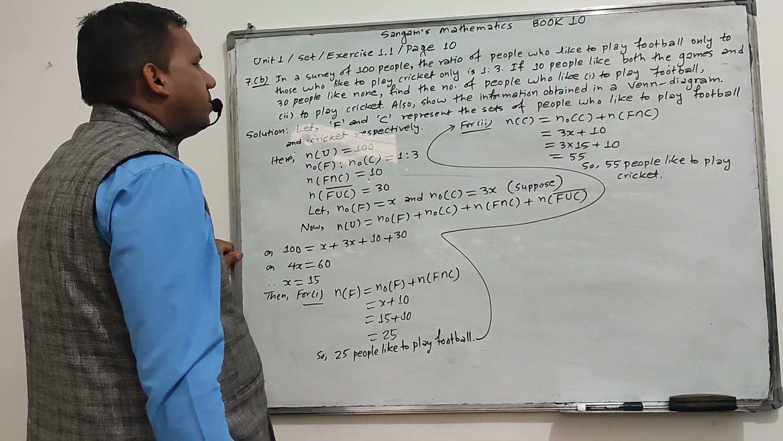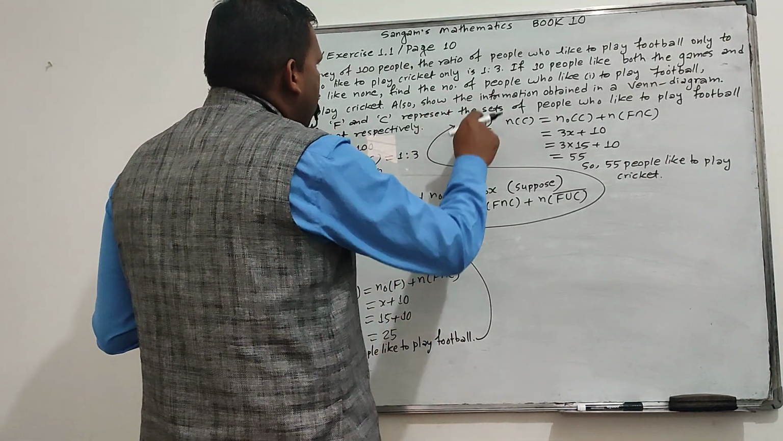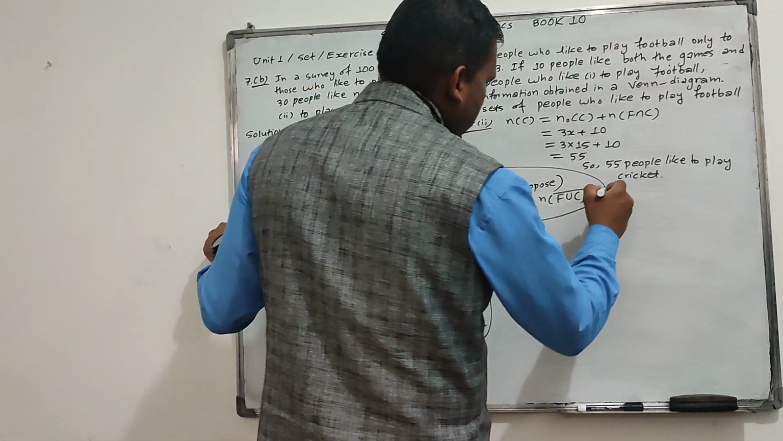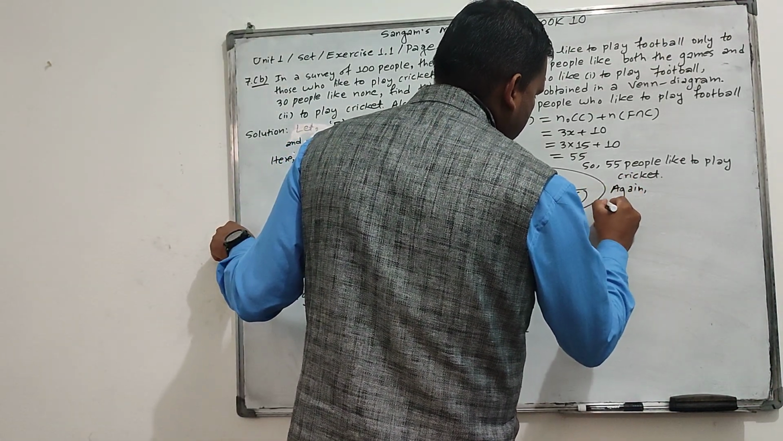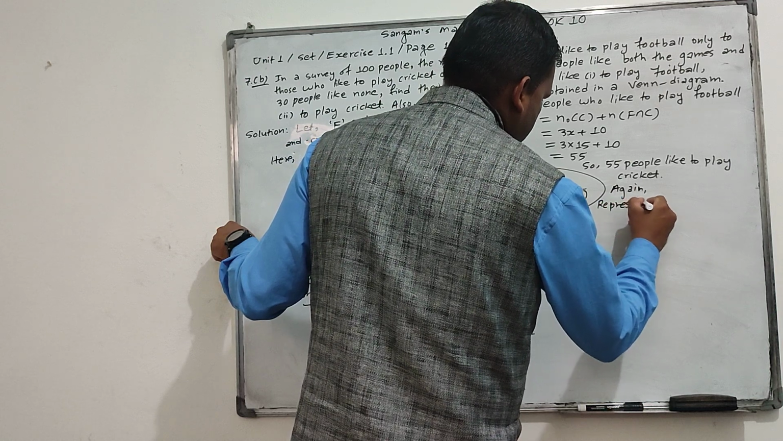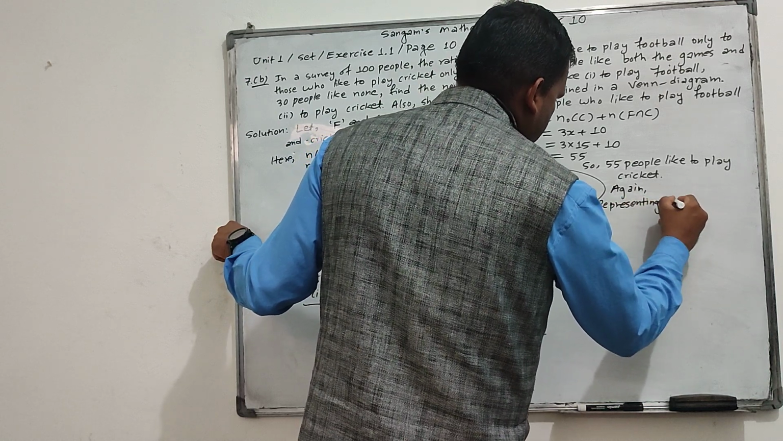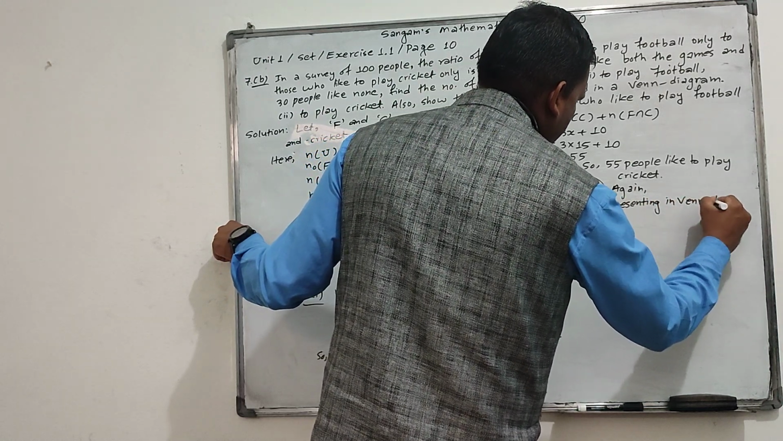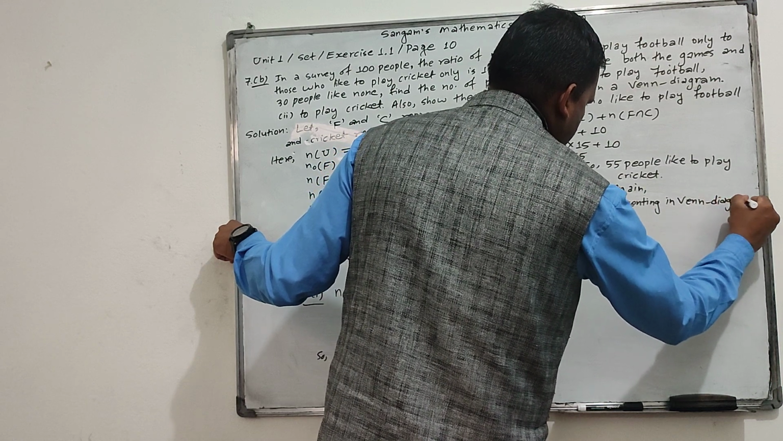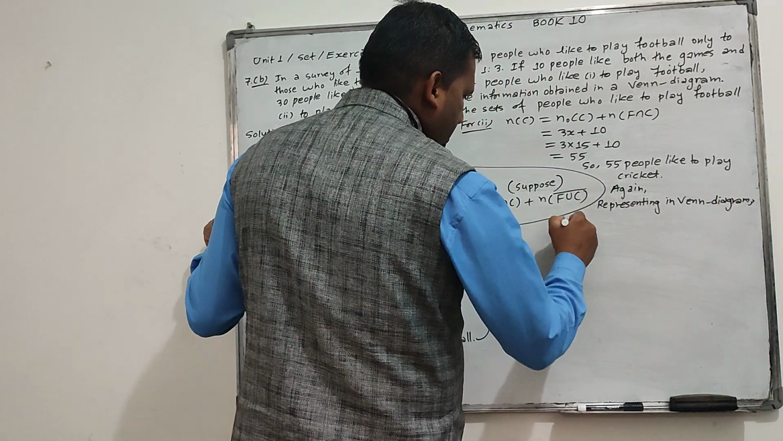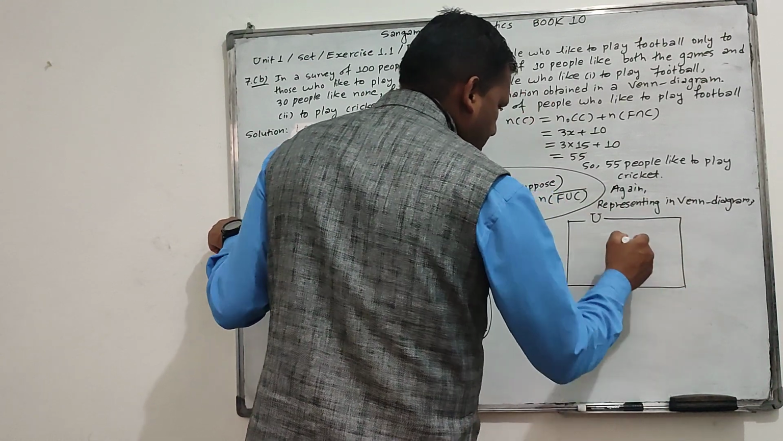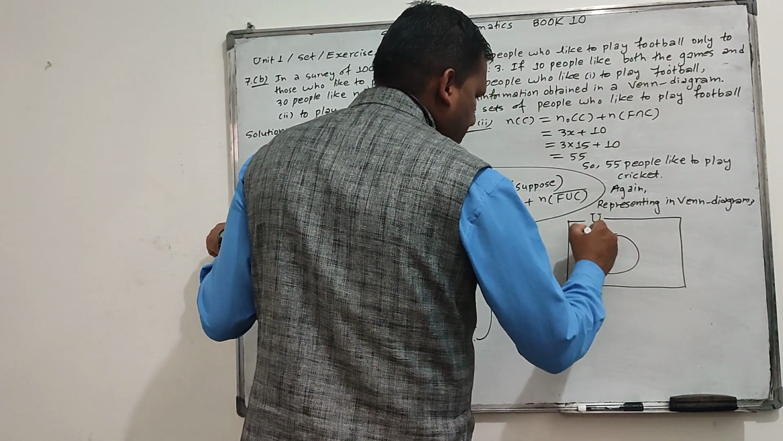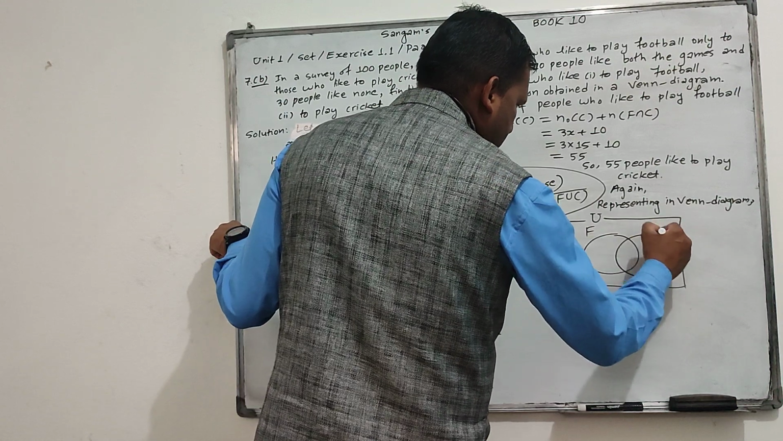Then also show the information obtained in the Venn diagram. Again, representing in a Venn diagram. We need the universal set U, and inside U, football F and cricket C.